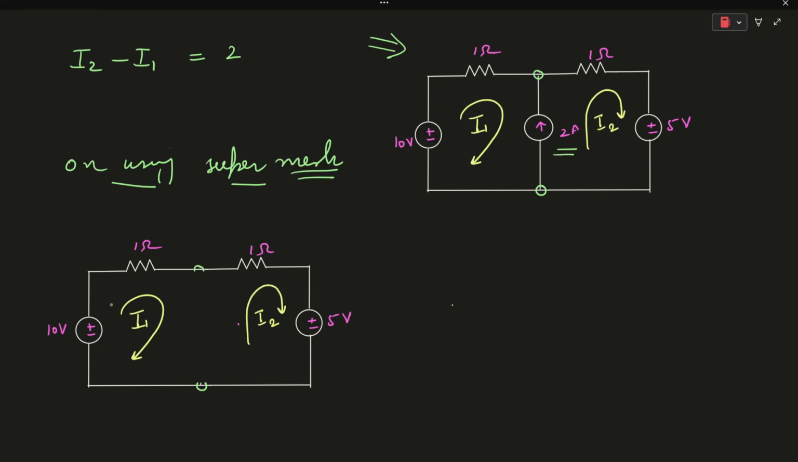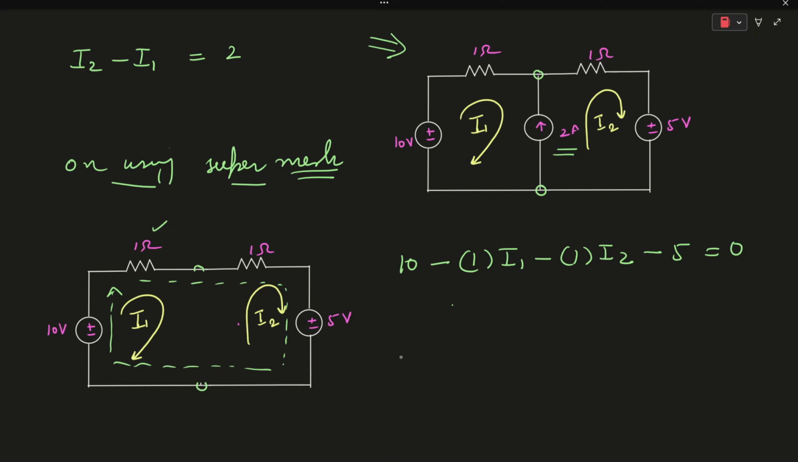As you can see, on applying KVL in this, so this will be your supermesh. On applying KVL, we can say that 10 minus 1 into I1, because the current flowing in this 1 ohm resistor is your I1 amperes, minus 1 into I2 minus 5 is equal to 0. So it means that I1 plus I2 is equal to 5.